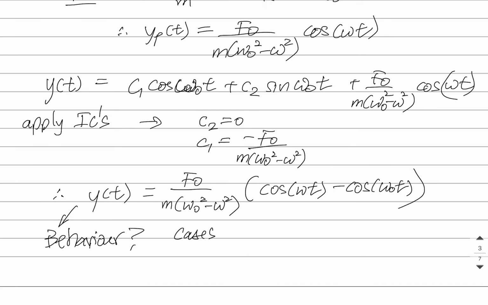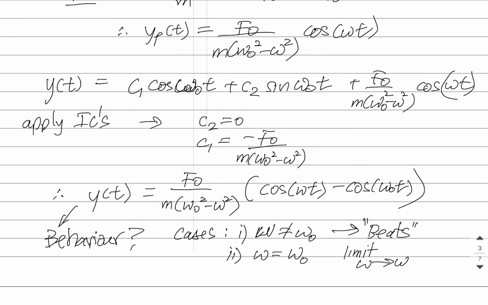So the cases we need to talk about are when omega naught is not the same as omega. So when you're driving it at a different frequency than the natural frequency. I'm not going to get into this right now, but there's a phenomenon here that's called beats. And that can also be modeled here, but that's not what we're interested in. What we are interested in is what happens as the driving frequency gets closer to the natural frequency. So what we're going to do is take a limit as this omega gets closer to omega naught.